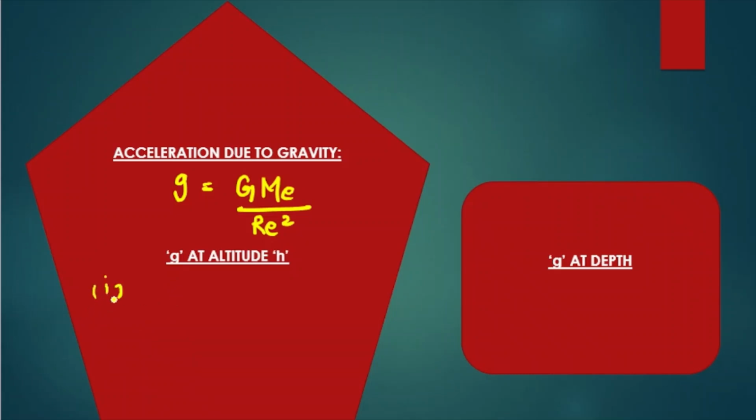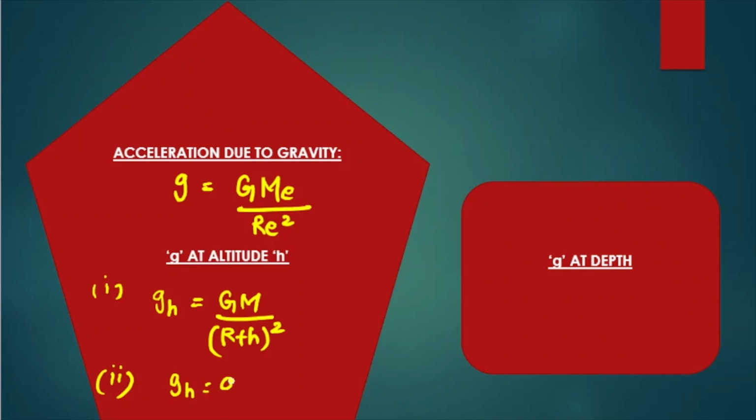Then g at altitude h, right? Your gh is equal to GM by R plus h the whole square. So this is the first formula that we are learning, for acceleration due to gravity at a certain height. Another formula that we are going to see here is gh is equal to g into Re by Re plus h the whole square.